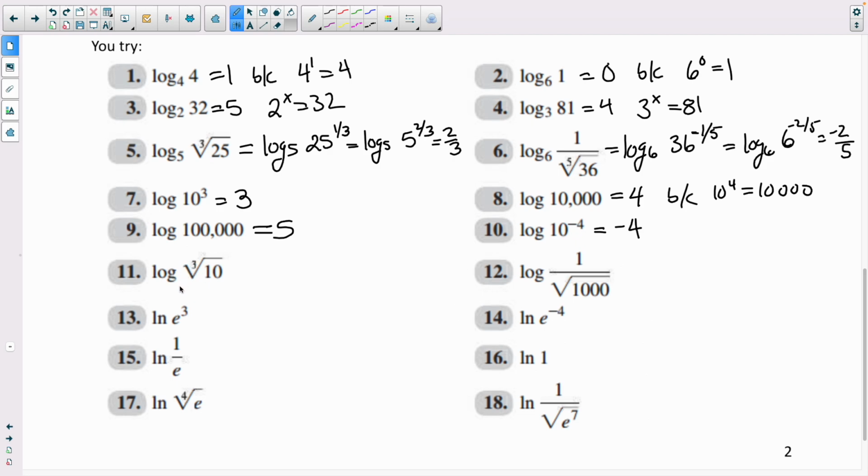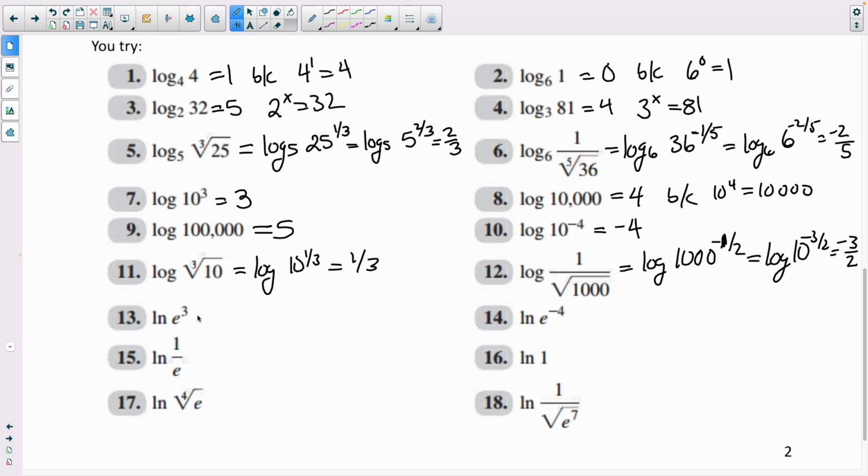Log base 10 of the cube root of 10, rewrite it using a fractional exponent, 10 to the 1/3, and so this must be 1/3. Log of 1 over the square root of 1,000 is log of 1,000 to the negative 1/2. And 1,000 is the same as 10 cubed, so I can rewrite this as log of 10 to the negative 3/2. And so my answer is negative 3/2.